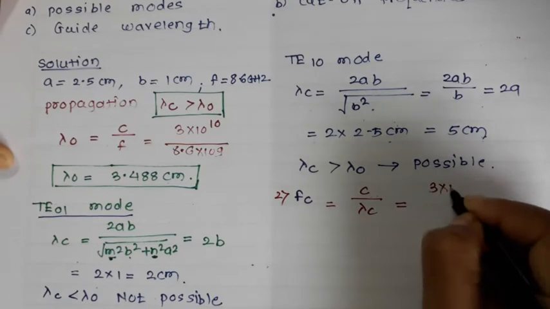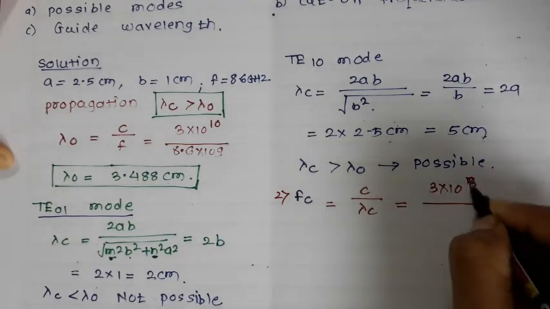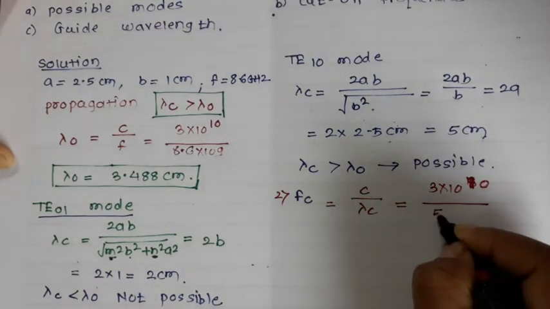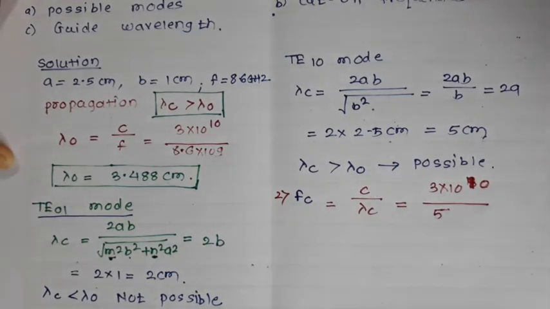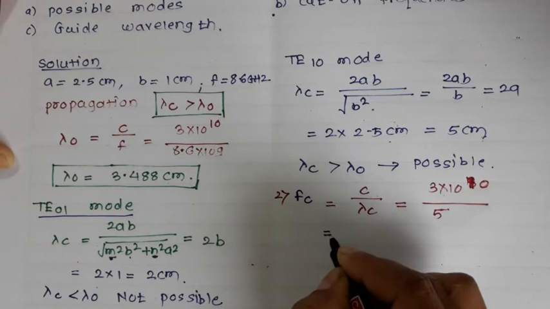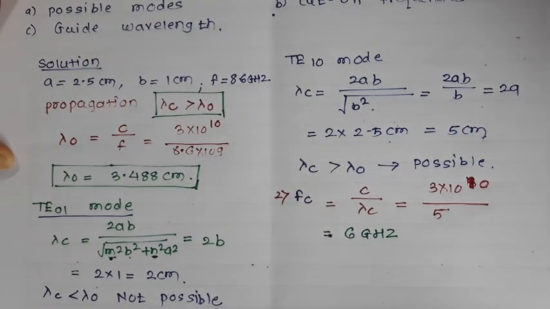So 3 into 10 raised to 8, divided by lambda c, which is nothing but 5 centimeters. As both the units must be the same, I have written it in centimeters. So fc is equal to 6 gigahertz. Okay, now fc is 6 gigahertz for this particular mode.